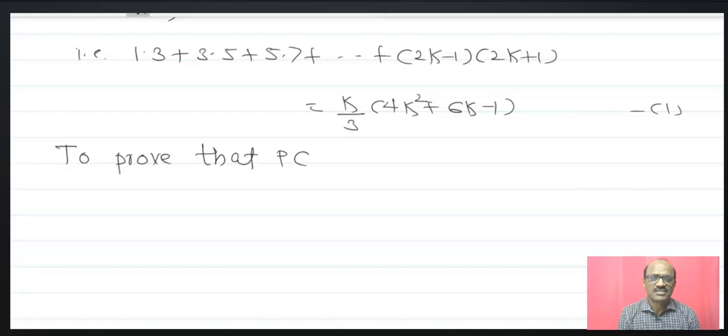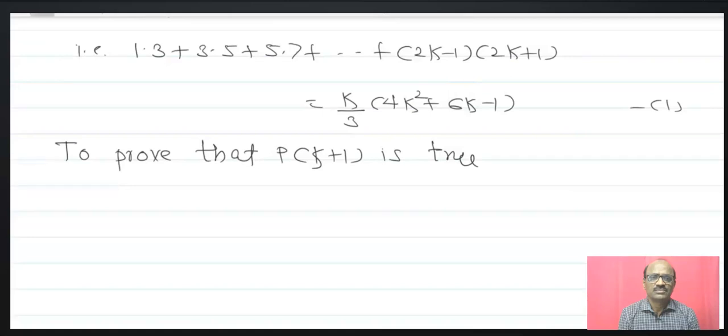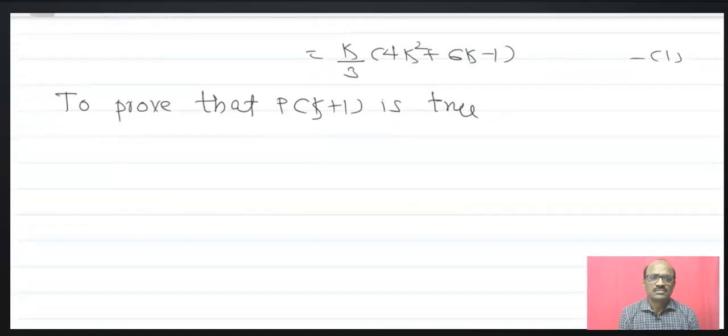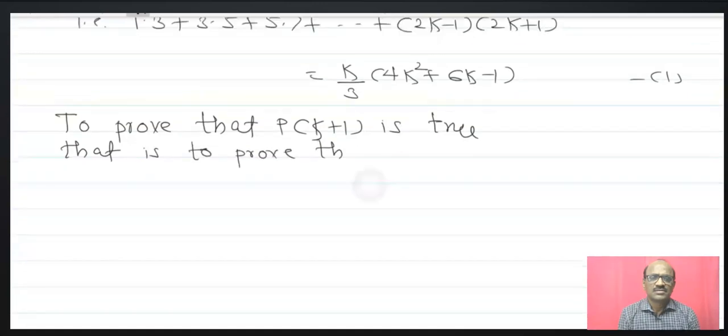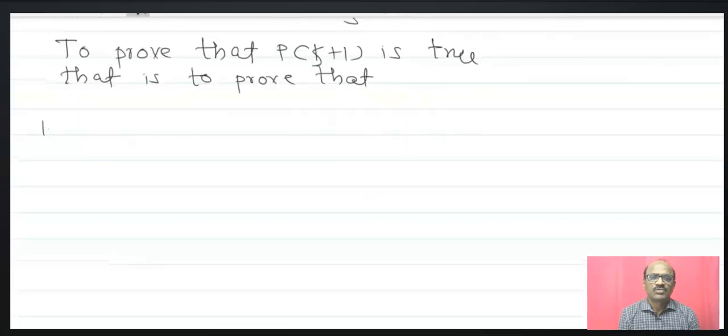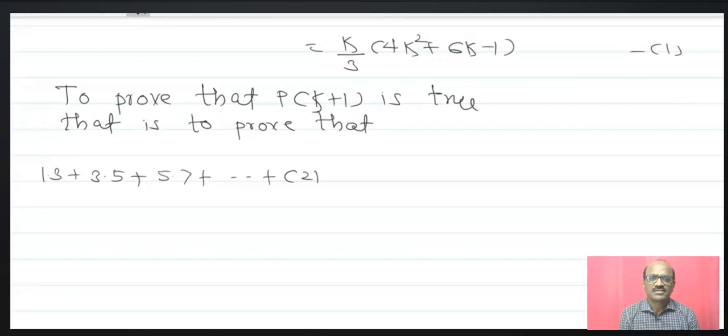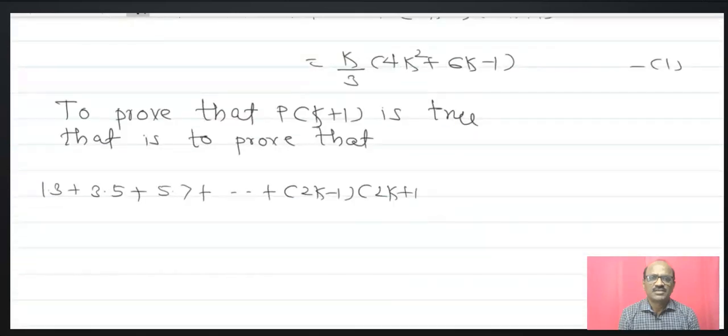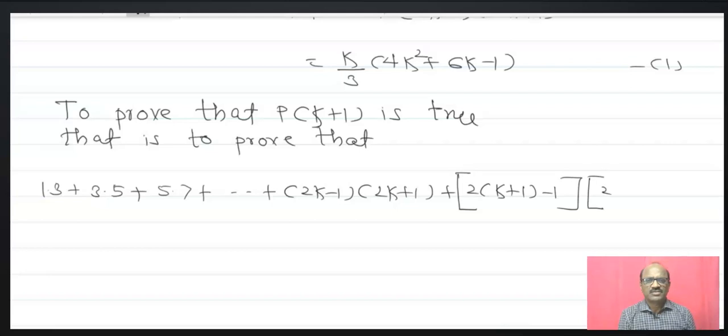Now step number 3, that is for the succession. To prove the result that P of k plus 1 is true, that is to prove that 1.3 plus 3.5 plus 5.7 plus dash dash plus (2k minus 1) into (2k plus 1) is equal to, plus. Here again the k is replaced by k plus 1. Now see this here, this k is replaced by k plus 1.